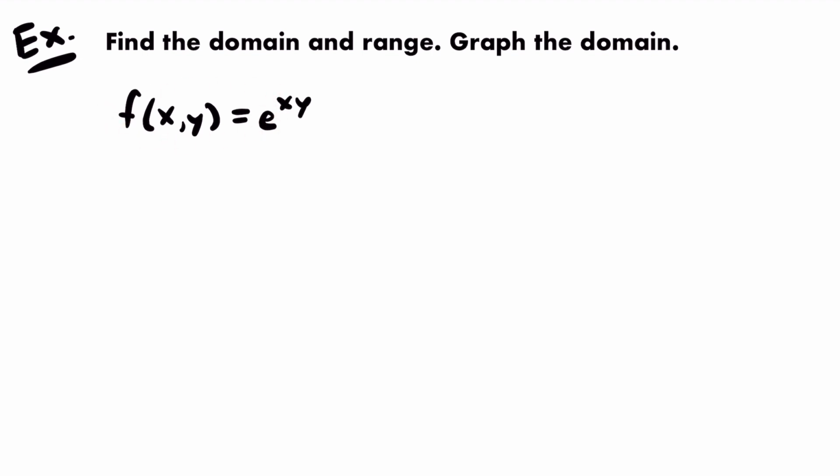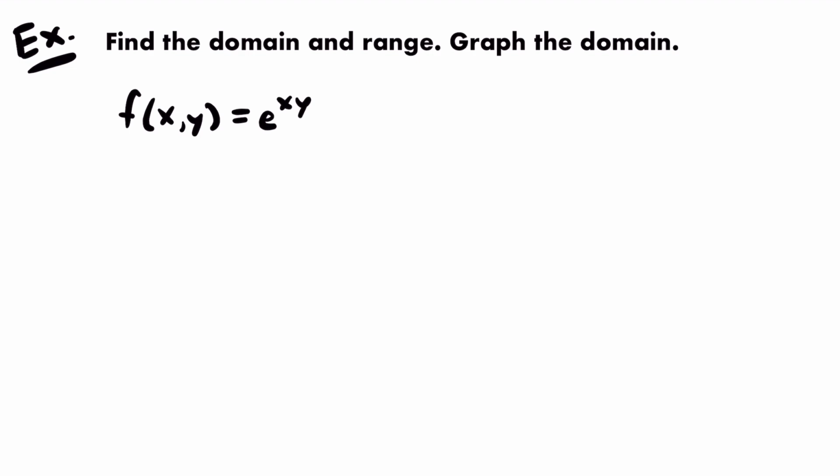Are there any restrictions on what we can plug in for x or y in this function? If you look at what we have here, e to the power of xy, that is an exponential function, and there's really no restrictions on what you can plug in for x and y. You can plug in 0 for those two values, that's fine. You can plug in negative values, you can plug in positive values. Anything is going to work here.